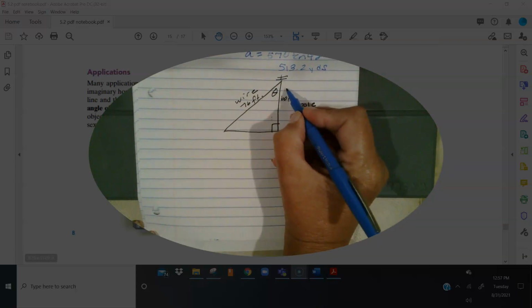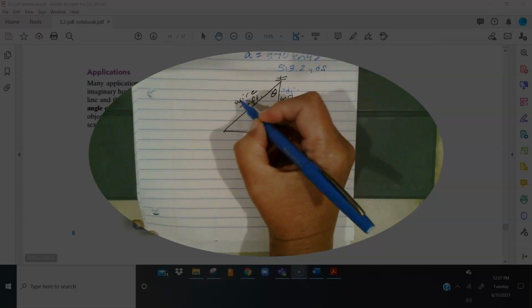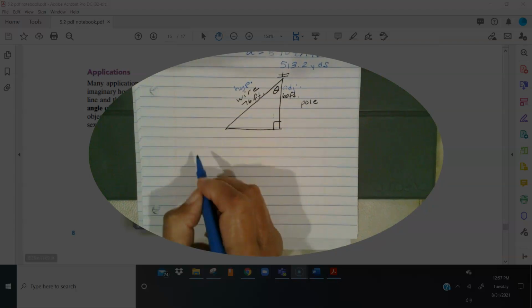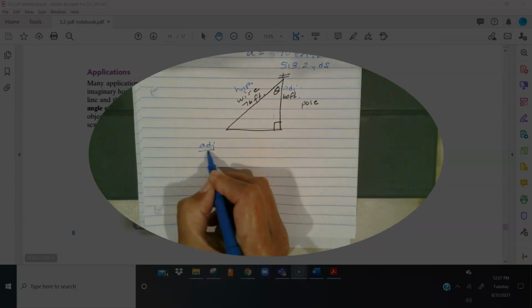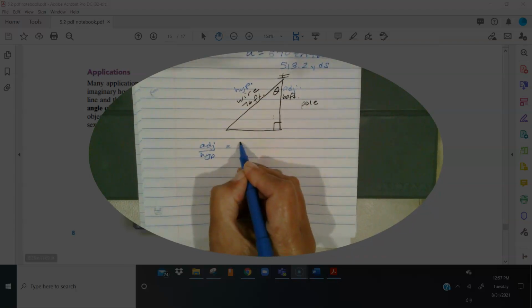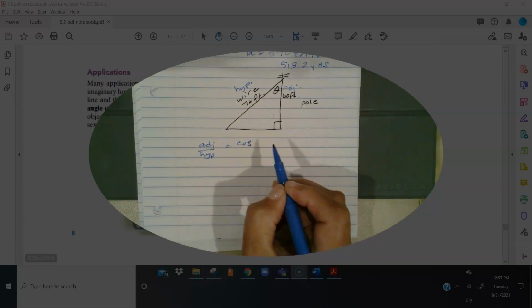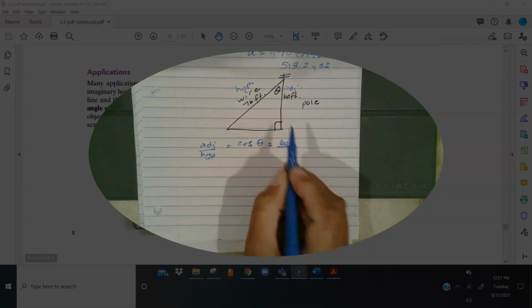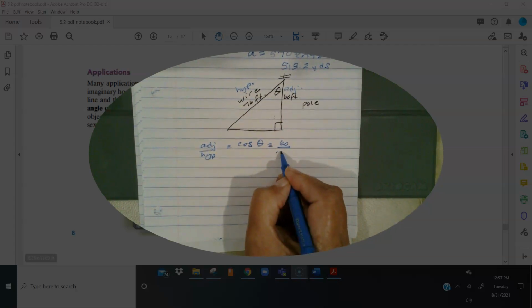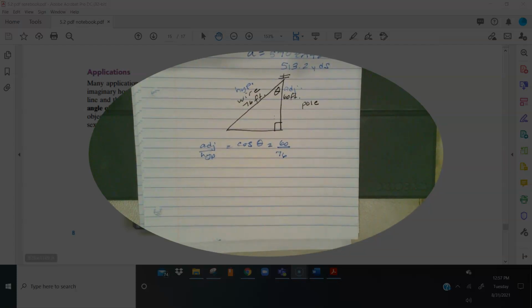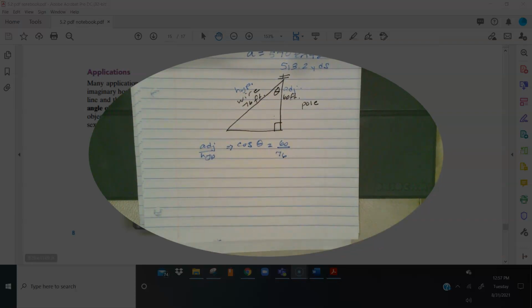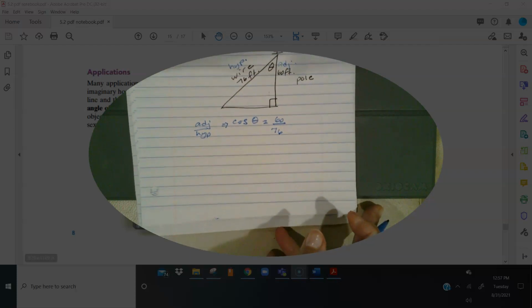Based on this angle, this is the adjacent side and this is the hypotenuse. The trigonometric function that deals with adjacent and hypotenuse is cosine. So we know that the cosine of theta is equal to the adjacent side, that's 60, over the hypotenuse, which is 76. So we have our problem set up as cosine of theta equals 60 over 76.